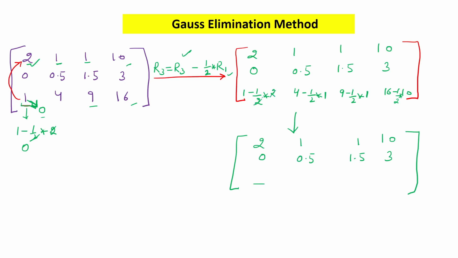So 2 are cancelled, so here I will get 0 and here I will get 4 minus 0.5, that is 3.5. Here I will get 9 minus half, that is 9 minus 0.5, that is 8.5, and here I will get 16 minus 5, that is 11. So after applying this operation, I have got this matrix.